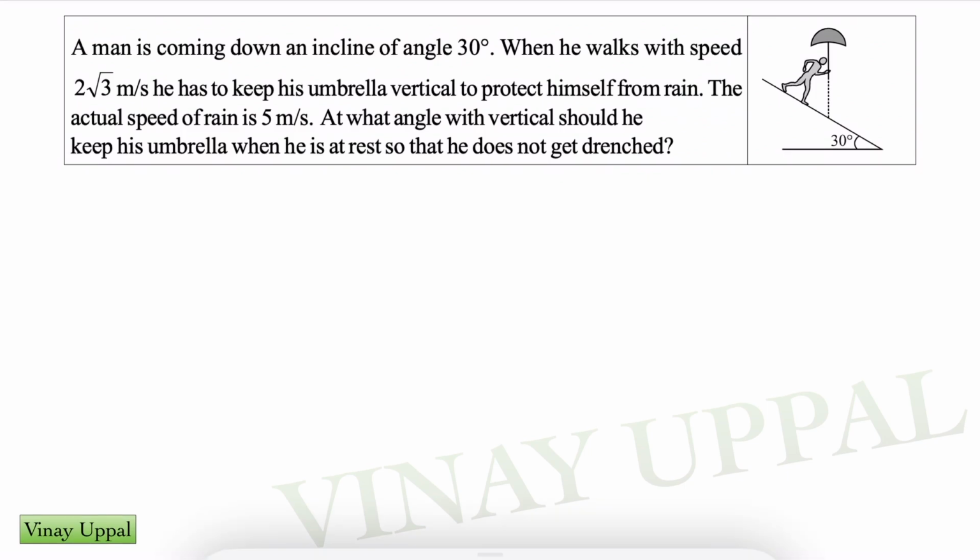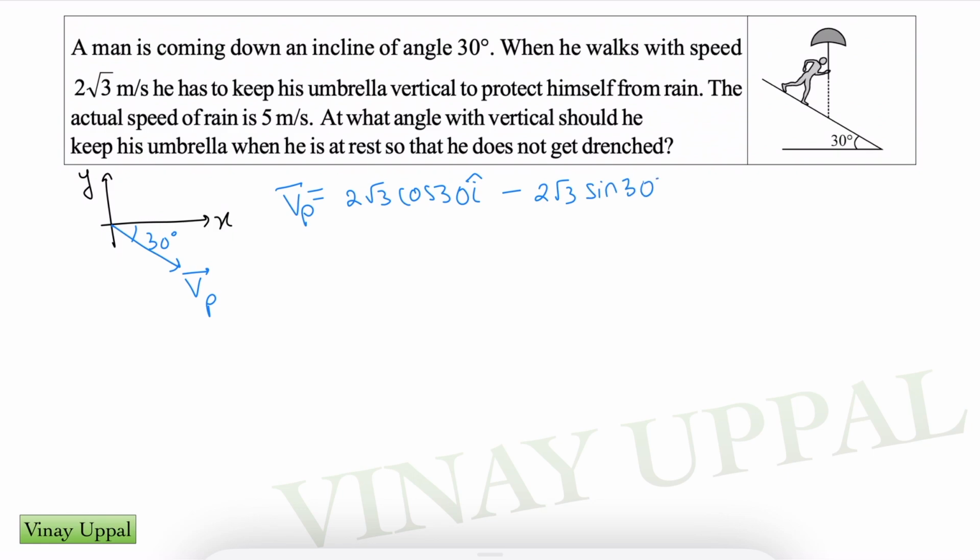Alright, so what I'm going to do is, let's say this is my x-axis, this is my y-axis. So the person's velocity is in this direction, Vp vector. It's 30 degrees to the x-axis, and the speed is 2 root 3 meter per second. So can I say Vp vector would be 2 root 3 cos 30 i cap, just resolving it in x and y components, minus 2 root 3 sin 30 j cap. So that will be equal to 3 i cap minus root 3 j cap. Alright, so this is the velocity of the person in i cap j cap components.